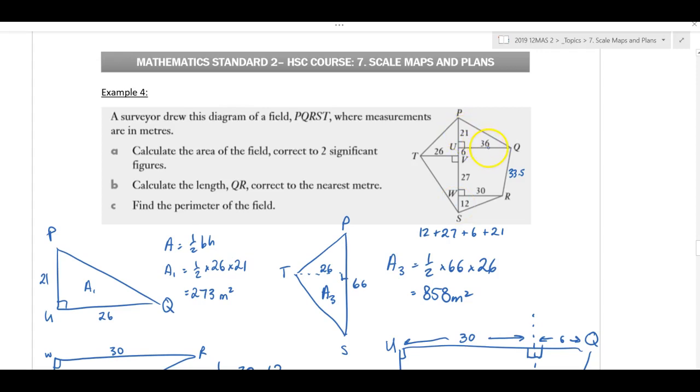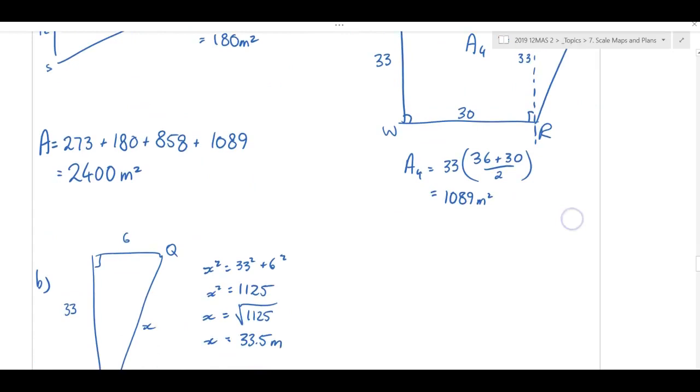21 squared plus 36 squared, square root of that. Now remember that this side here is 27 squared plus 26 squared, the square root of that. 26 squared plus 39 squared will give me this side here. 12 squared plus 30 squared gives me this side here. Do those four other calculations, add them onto our 33.5, and that gives you the perimeter of the field.